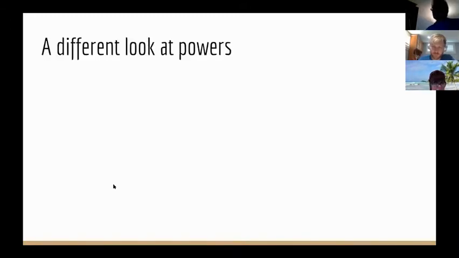So let's start with this. This is kind of a bit of a new-ish territory for some of you, but not for all of you. But we're going to start with this very, very basic idea, right? And we're going to look at powers one more time.